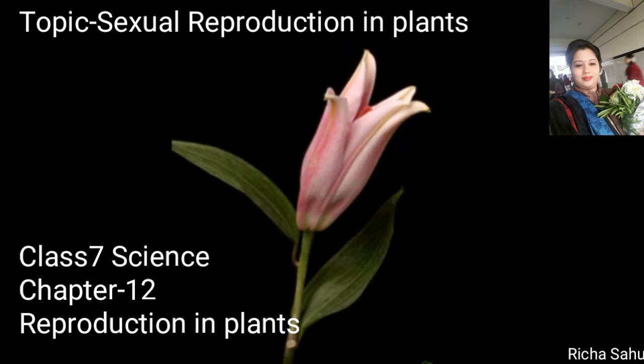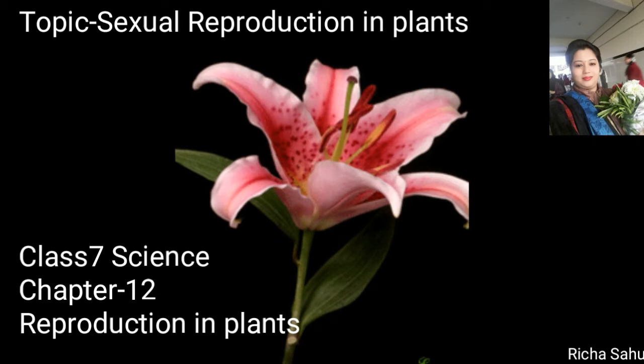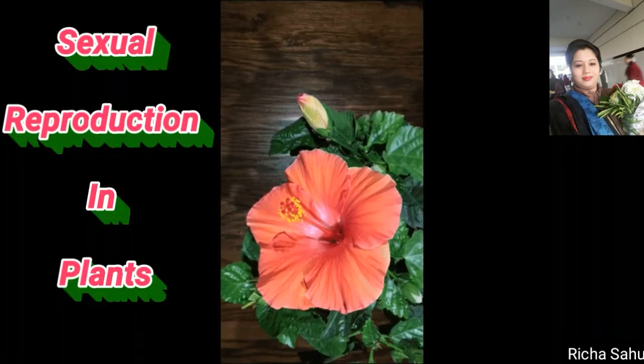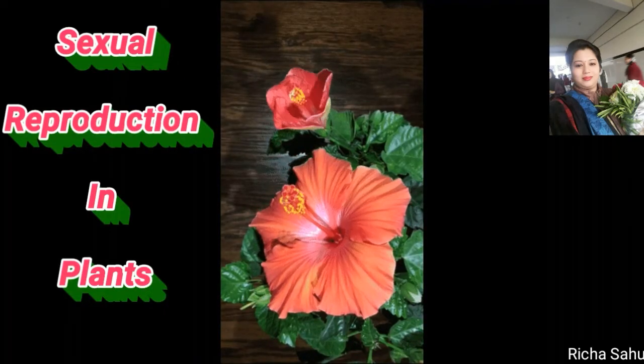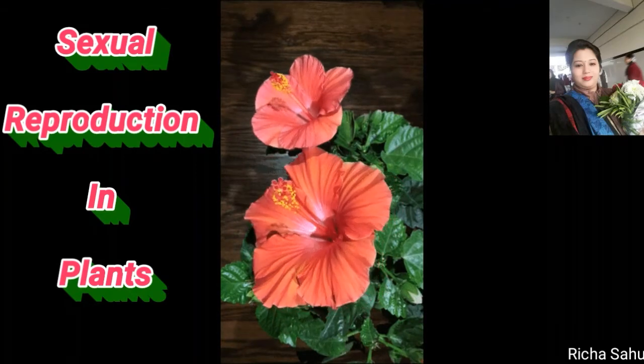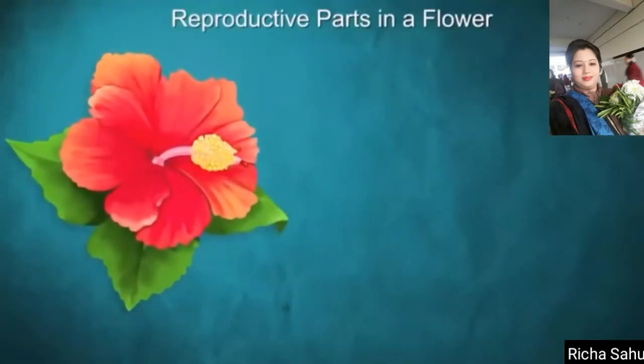Today's topic is Sexual Reproduction in Plants. In this module you will learn how sexual reproduction takes place in flowering plants. Flowers are the most beautiful part of the plant. Reproductive parts in a flower.